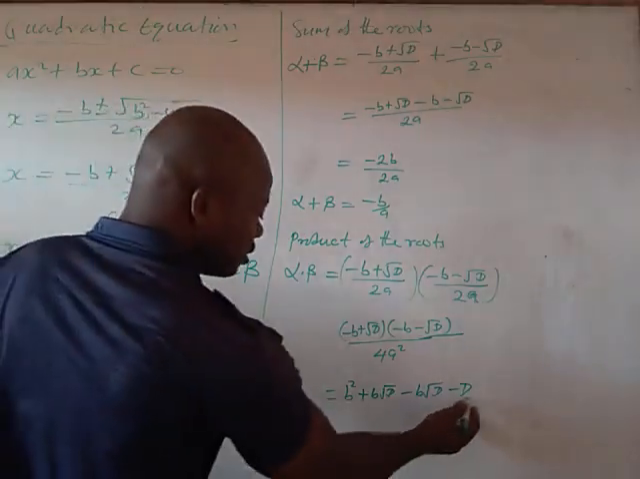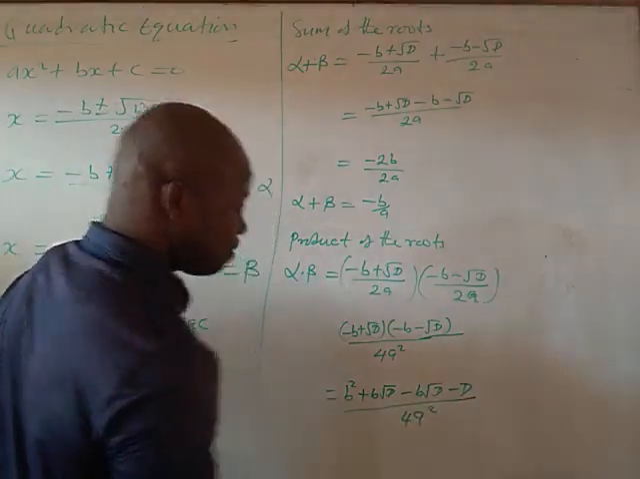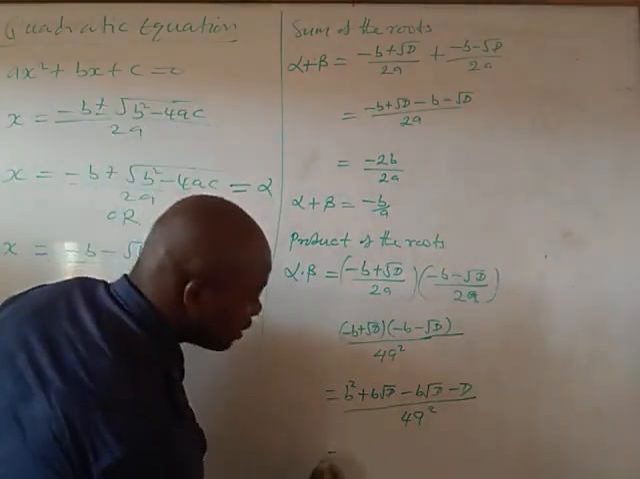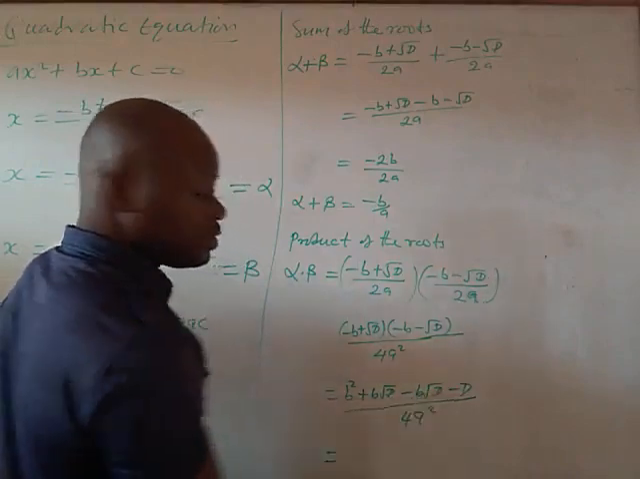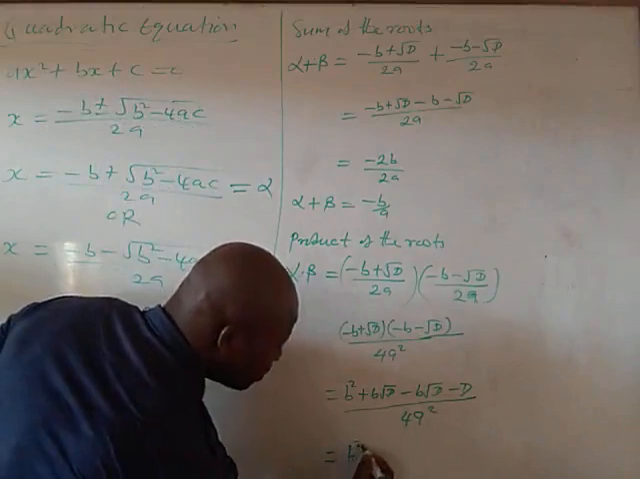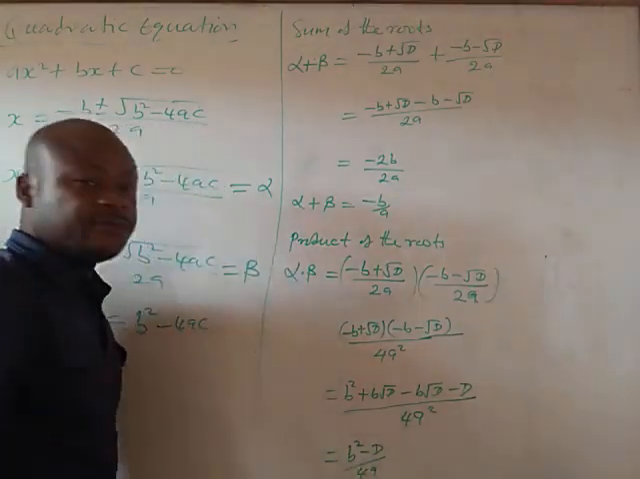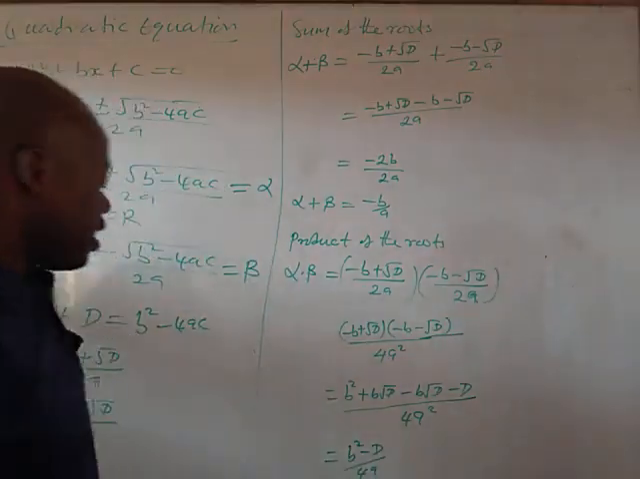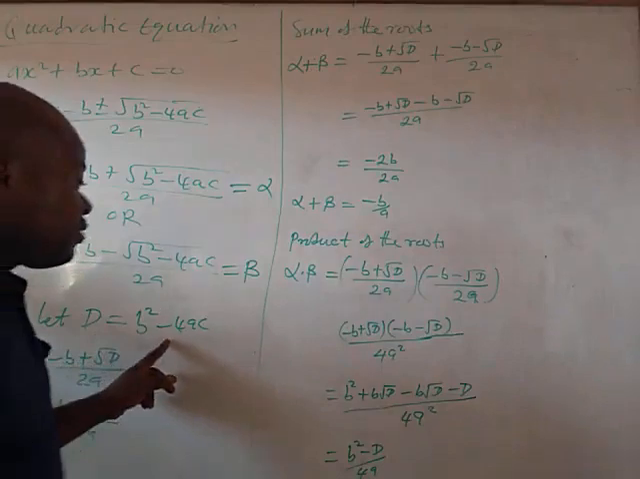Now, to continue with this, we have 1 over 4a squared. Therefore, the plus b root d and minus b root d cancel each other. Therefore, we have b squared minus d over 4a squared. And if we recall, I said our d is equal to b squared minus 4ac.